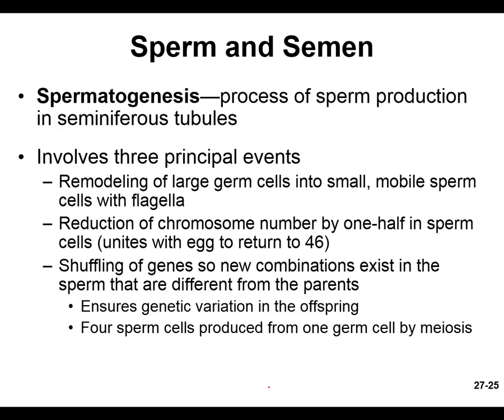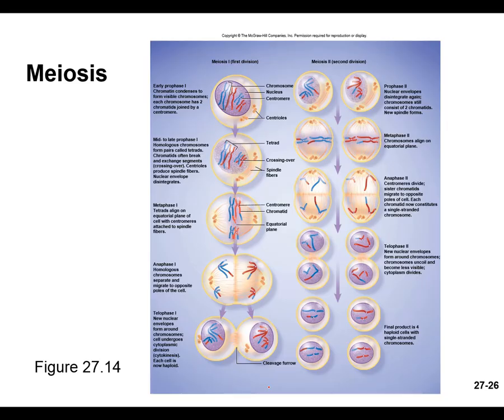So for every one germ cell, we can end up getting 4 sperm cells produced. And this is going to take you back to intro to biology. We're not going to spend too much time on this because you all are capable of reviewing it. You hopefully have this in intro to biology. This is showing us meiosis 1, the first division.